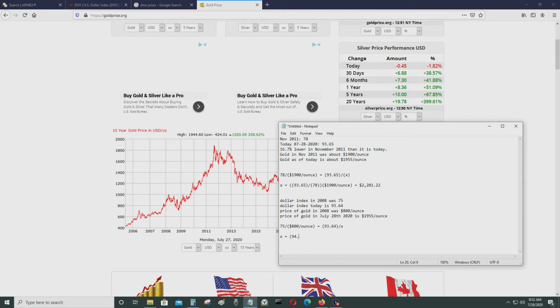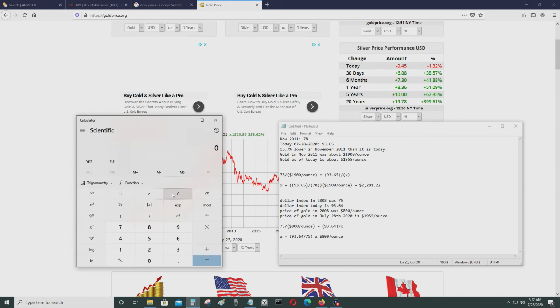Actually, it's 93.64 divided by 75 times 800. So let's get the price per ounce. What should the price of gold be in relation to that? It should be about 998.82, and 82 cents per ounce.